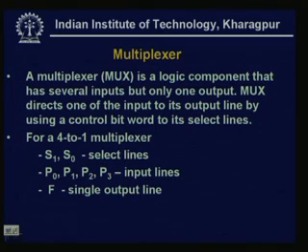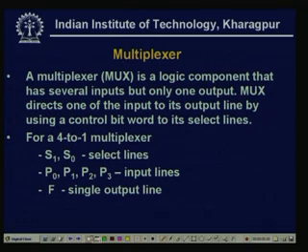First, we define a multiplexer. Normally in short form it is called a MUX. It is a logic component that has several inputs but only one output. A MUX directs one of the inputs to its output line by using a control bit word on its select lines.